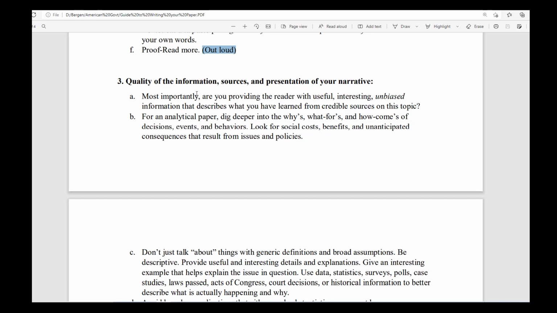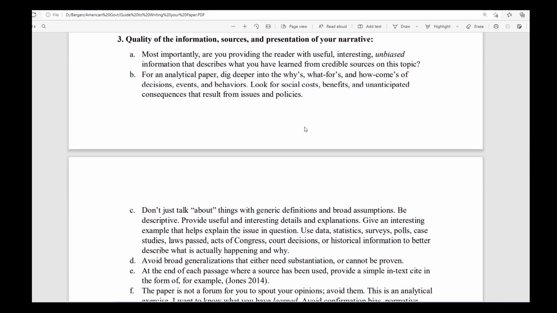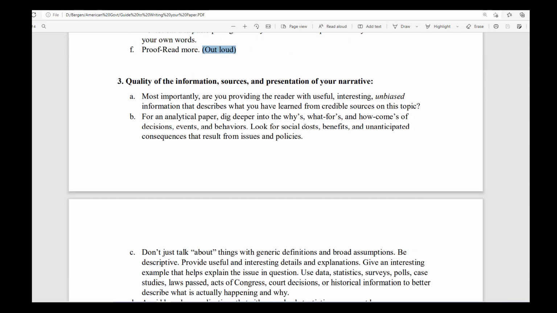As far as the quality of the information, again, you're providing the reader with useful, interesting, unbiased information that describes what you've learned from credible sources. That's the whole point of this paper assignment. Read a lot from credible sources and then tell me what you've learned.